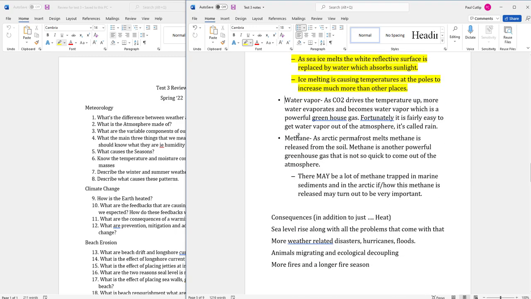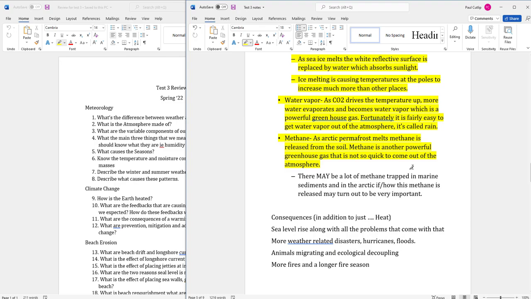More feedback. Water vapor, right? As the Earth gets warmer, we evaporate more water, and water vapor is a powerful greenhouse gas. So, yeah. Water vapor will come out as rain, but as long as it's there, it's contributing to the problem. Methane, oh boy. As we melt permafrost and other things, we release more methane into the air, and methane is a very powerful greenhouse gas, and no one's really sure how you get it out. So that's kind of a problem.